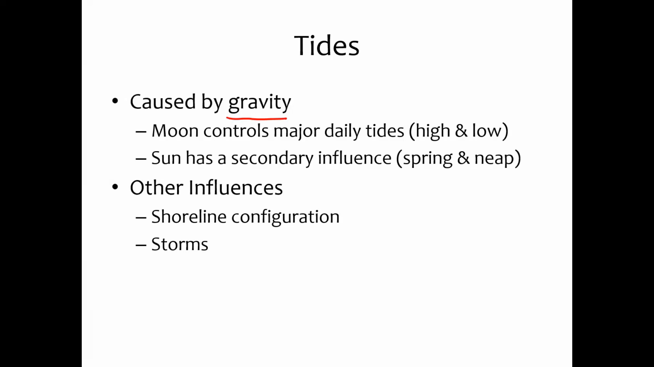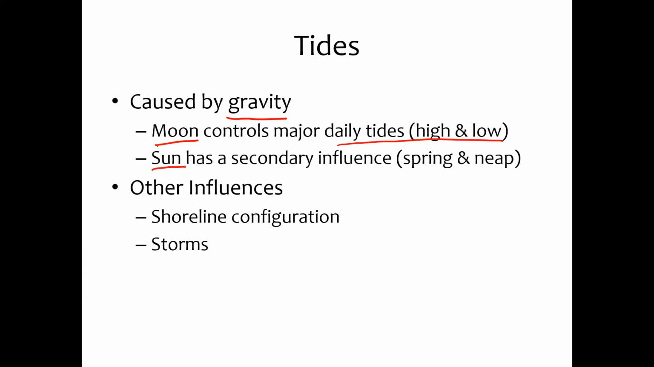The two main ones that are going to affect us on Earth, because we're revolving around the sun and the moon in turn is revolving around us, cause slight changes in gravity at Earth's surface, slight pulls on water in different spots. And the moon is what ends up controlling the major daily tides, high and low, twice a day.